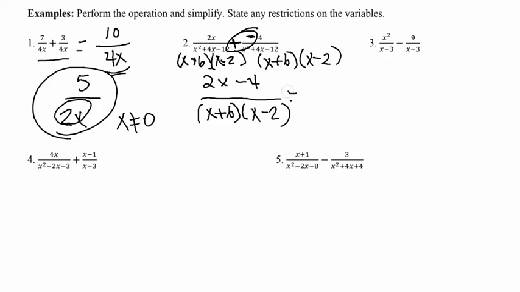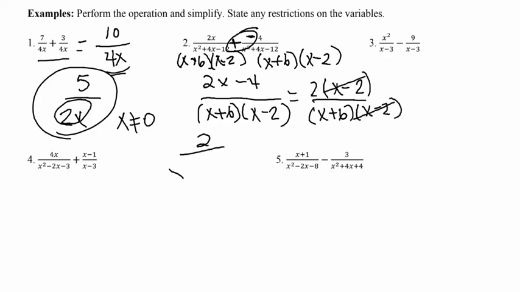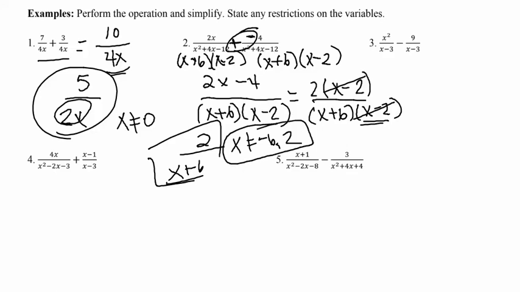So I can then factor a 2 out of the numerator, and I have x plus 6 and x minus 2. And notice these factors cross out. So I'm left with 2 over x plus 6 as my answer. My domain restrictions: x is not allowed to be negative 6 or 2. That would be 0. And I'm done.